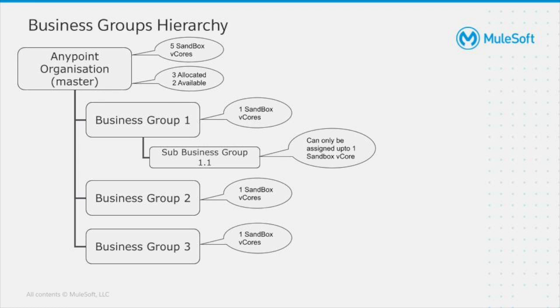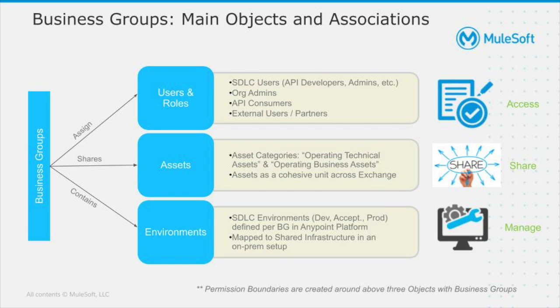Also, after creating a child business group, they can have their own SDLC environments. Everything can be configured with clicks. So now let's move on to business groups objects and its main associations next. Here is a quick overview of business groups main objects and its associations.